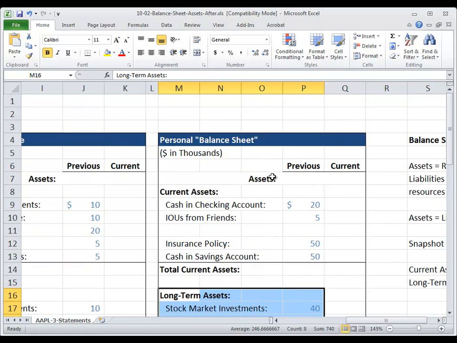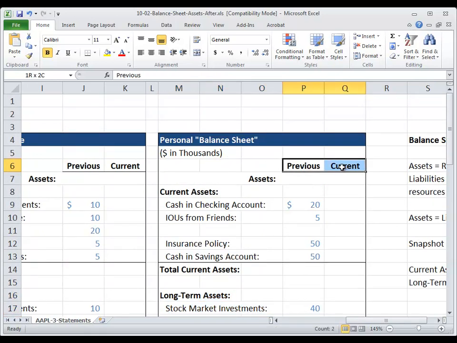Now you'll notice here that I have these columns previous and current. With a balance sheet, it's very important to note that it does not show you what happens over a period of time. Instead, it shows you what happens at specific dates. So for previous, for example, if we're looking at this over the course of a year, previous might correspond to January 1st, and then current might correspond to December 31st of that same year. And this is exactly what your resources would look like on January 1st of this year and then December 31st of this year. So a balance sheet is never showing you what happens over a period of time. It's only a snapshot at a point in time.